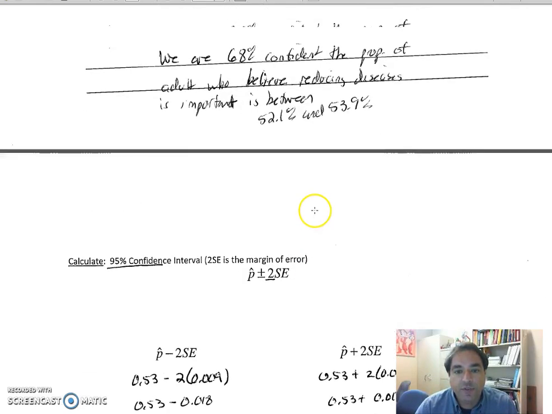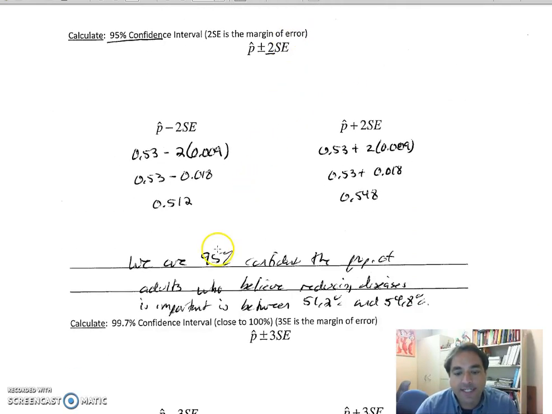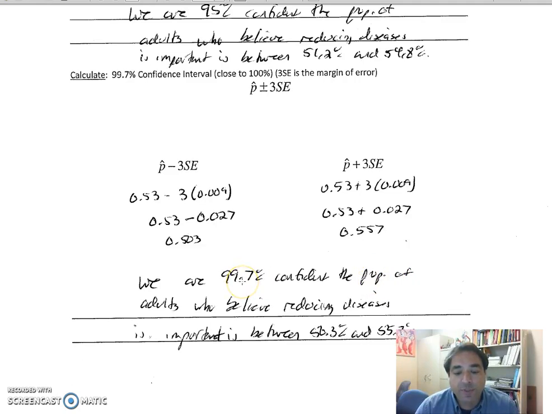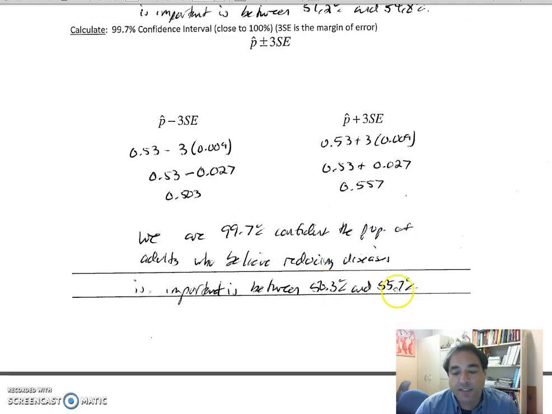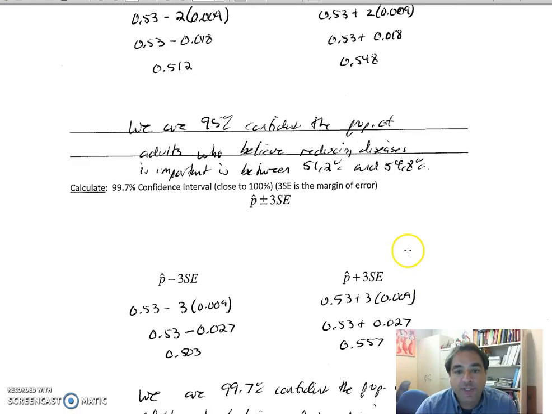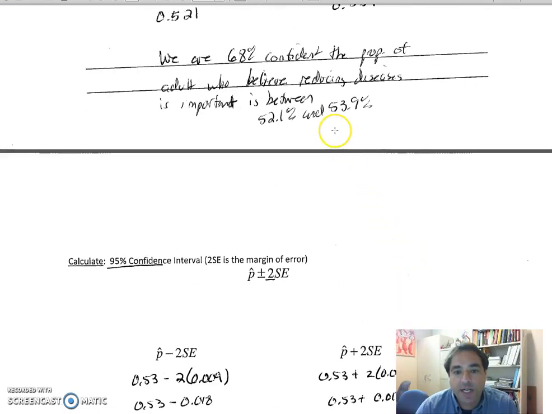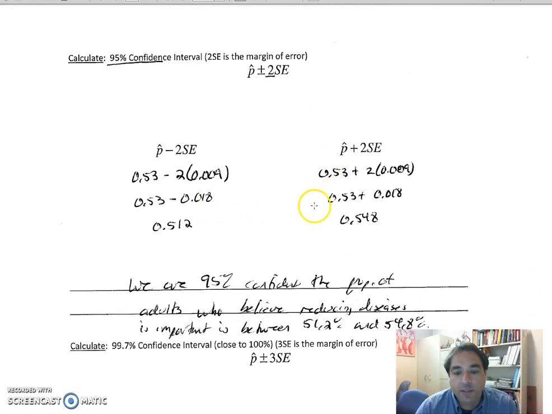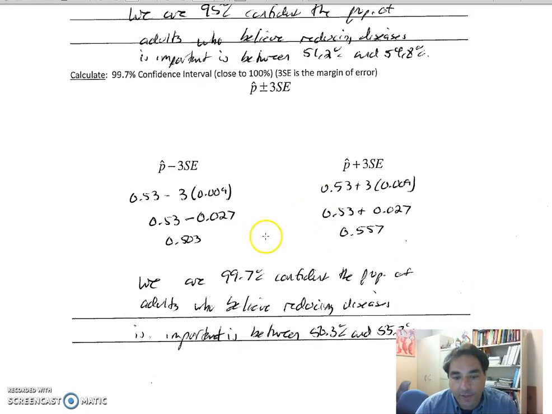Now before we move on, let's talk about what happens to the interval. The first interval was 52.1 to 53.9. That was 68%. The second interval was 51.2% to 54.8%. And the third interval, 99.7%, was 50.3% to 55.7%. Notice as the confidence goes up, the interval gets wider.